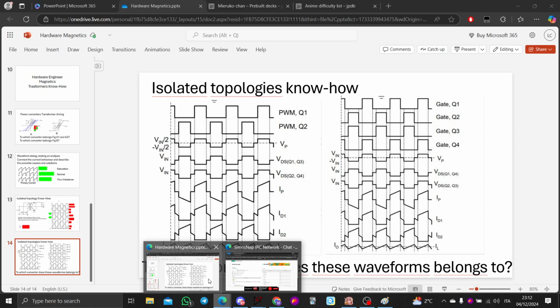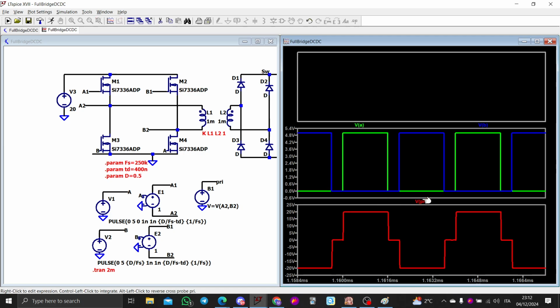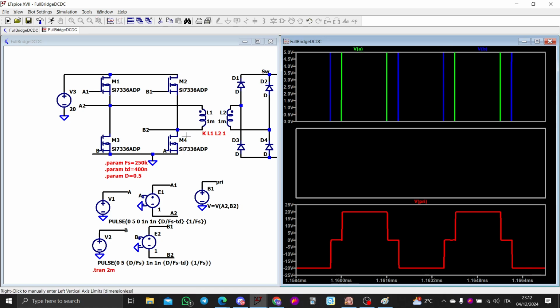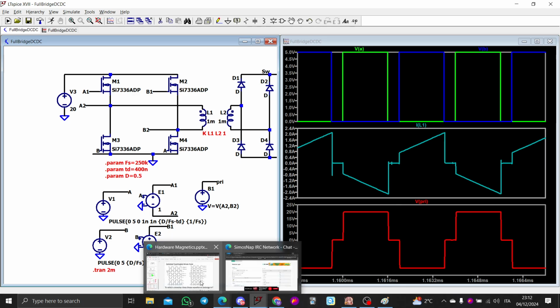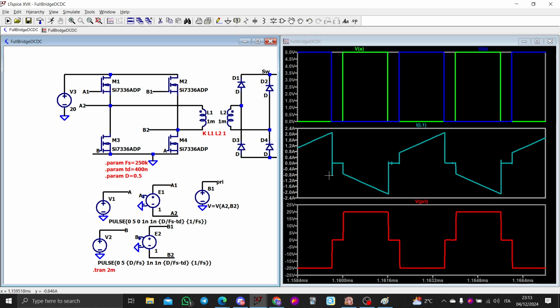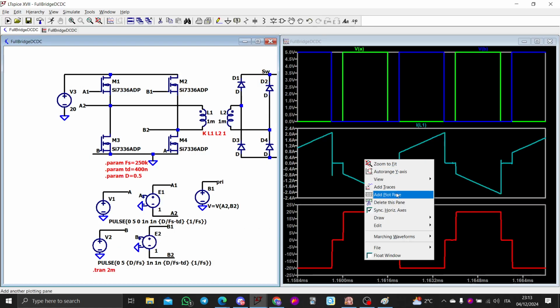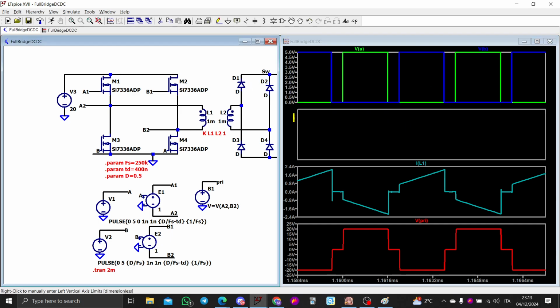So let's put the plot of I primary. Now you can see very clearly that it is identical to what is reported on the graph. And let's also put ID1, which is this. Okay, so it is identical.